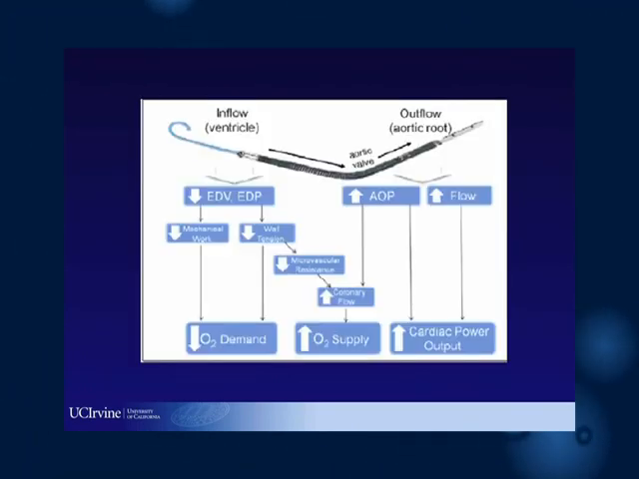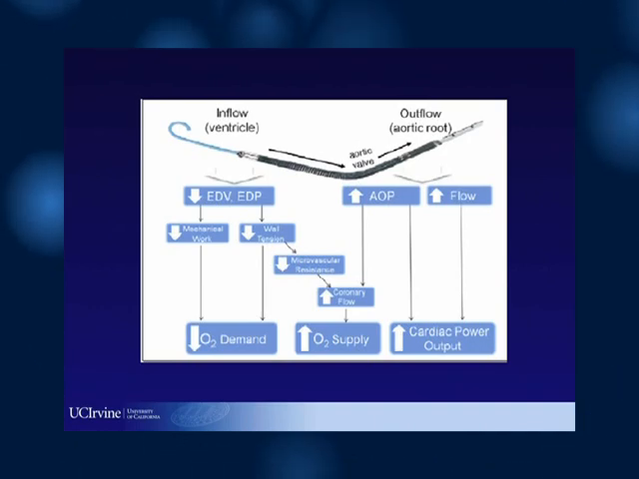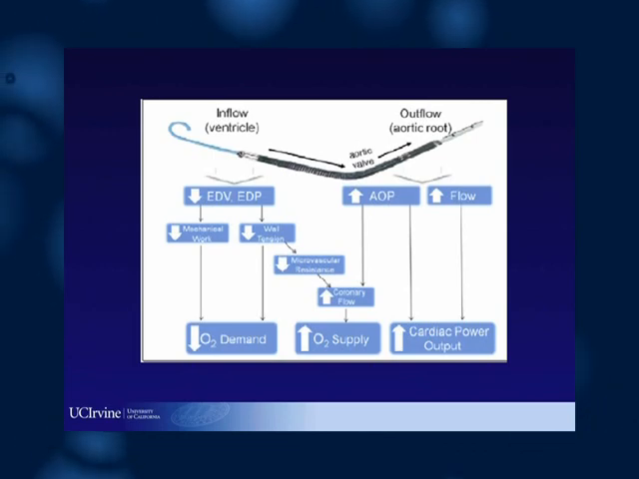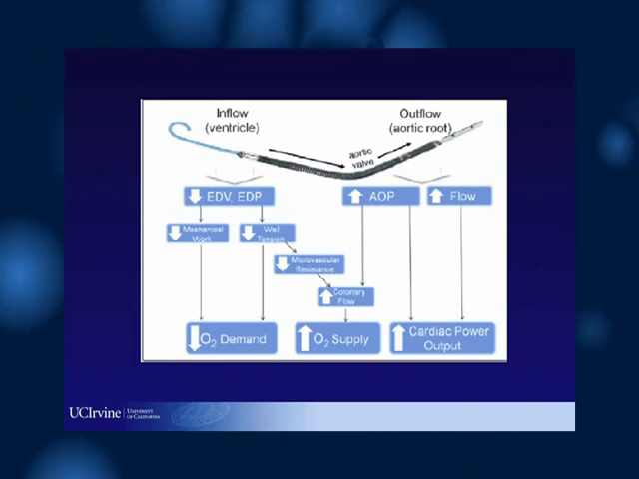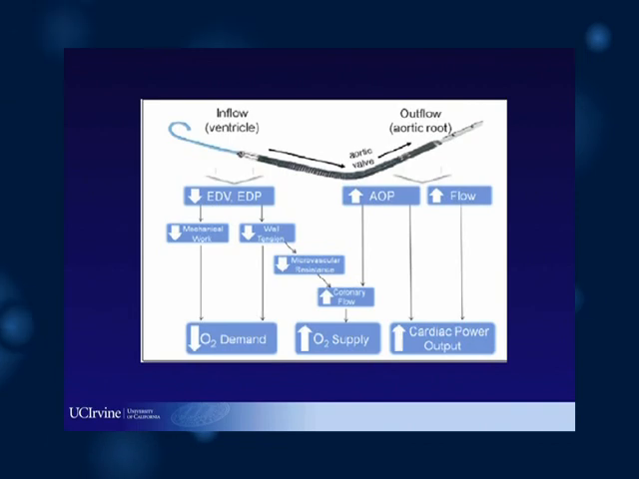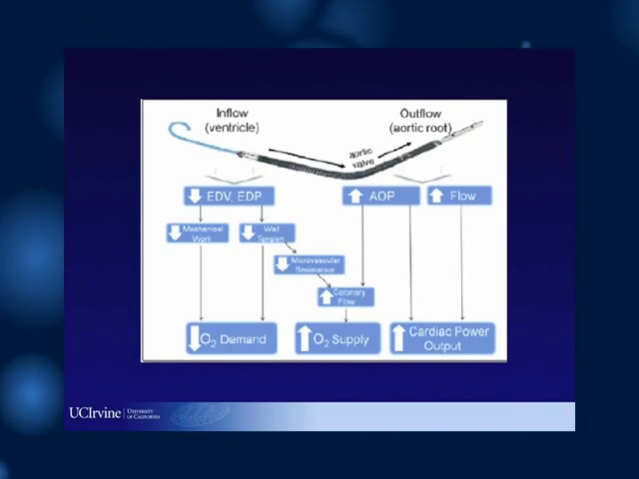The hemodynamic benefits of the Impella support catheter are diagrammed on this slide. The Impella decreases end diastolic volume and end diastolic pressure. This results in decreased oxygen demand, and through decreased wall stress improves oxygen supply through improving coronary perfusion. The increase in aortic pressure likewise drives coronary perfusion, increases coronary flow, and improves cardiac power output.